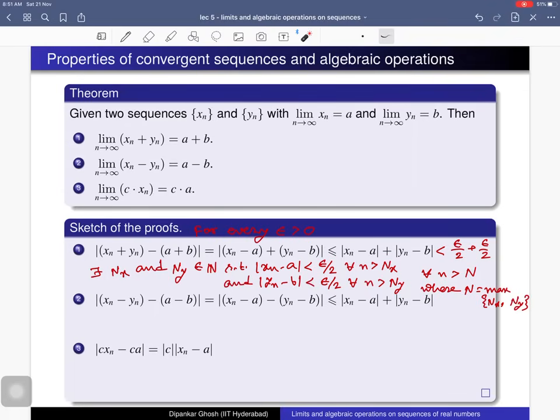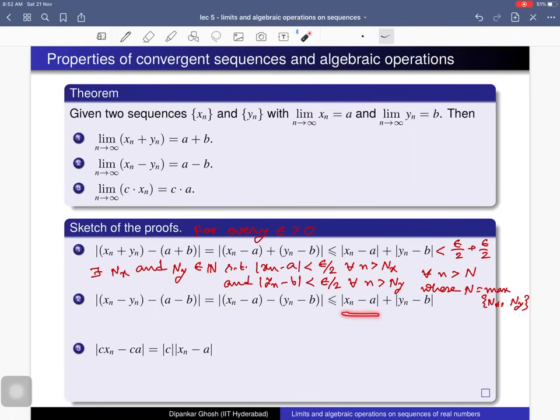So by definition, this limit is a plus b. And in the same way, we can prove that the limit of this thing is a minus b. In this case, again, let's consider this distance, which is the same as xn minus a minus yn minus b, and we all know that this absolute value is less than or equal to the absolute value of this plus the absolute value of this, though it is a difference. But if we consider the absolute value of individual things, then it will be something bigger, greater than or equal to this one.